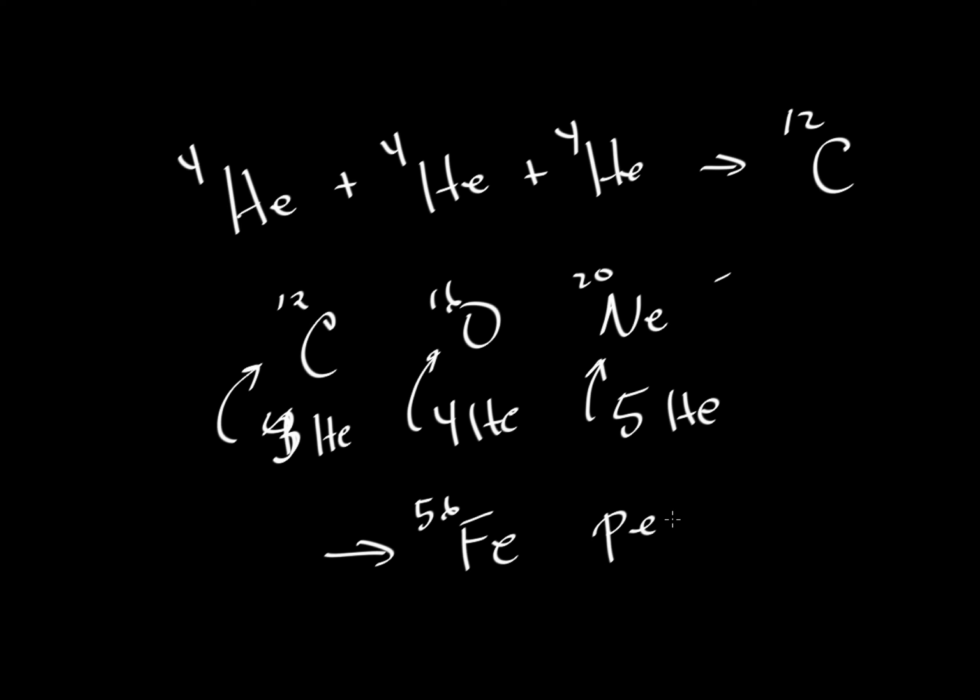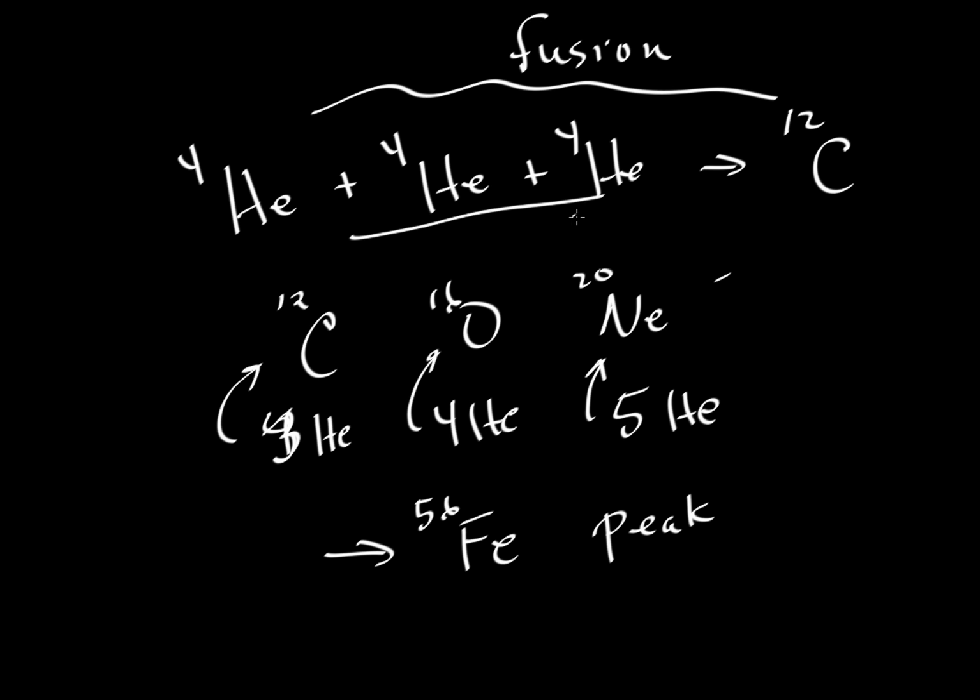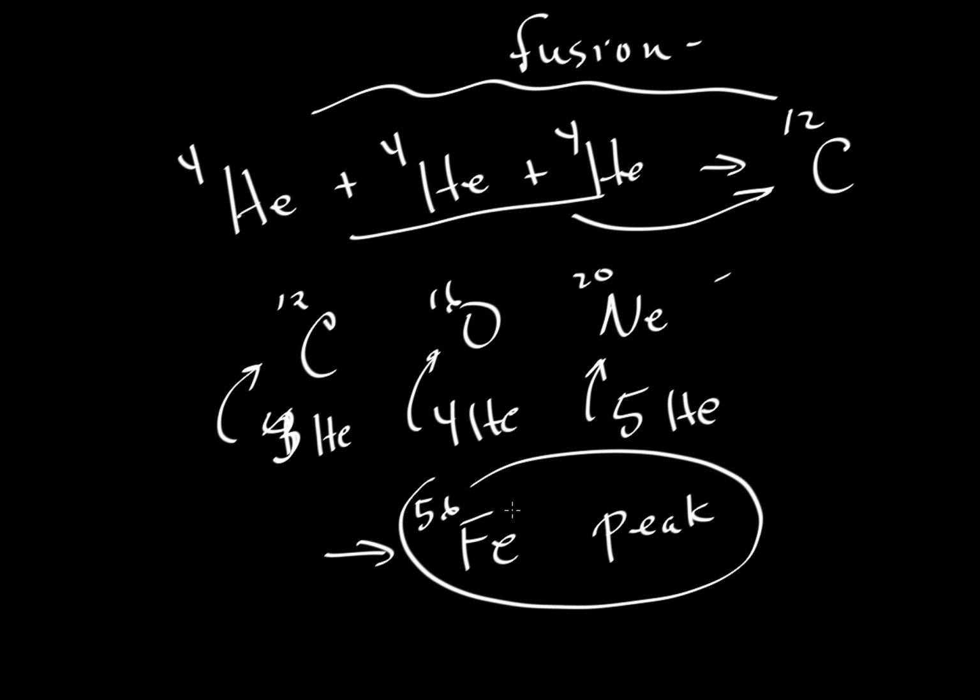Iron 56 forms something of a peak. We cannot create anything by fusion beyond iron 56. So this whole process here, this is a process called fusion, where we're fusing these elements together to form carbon. All the other reactions we've shown prior to this are also fusion reactions, where we're fusing beryllium and hydrogen and deuterium, etc., to make these heavier elements. The process stops at iron 56.